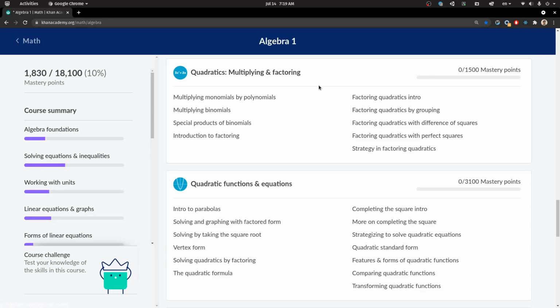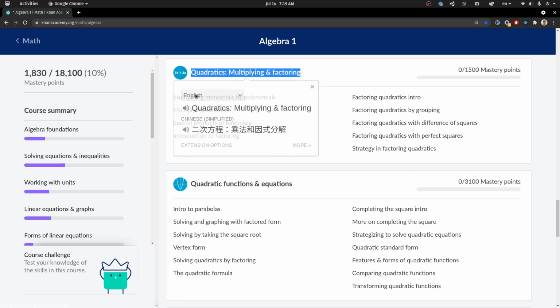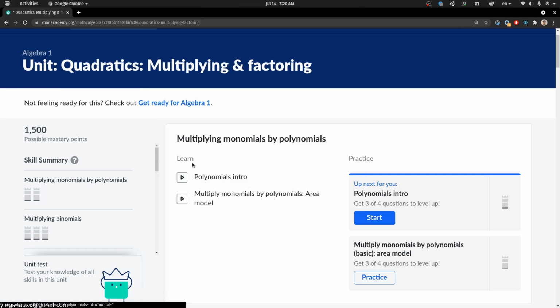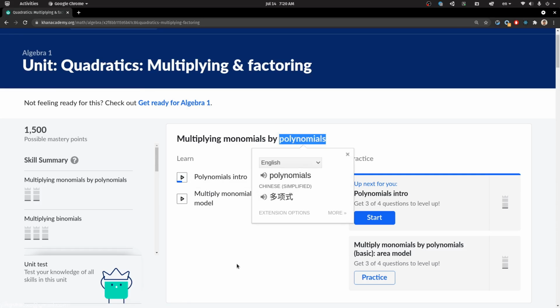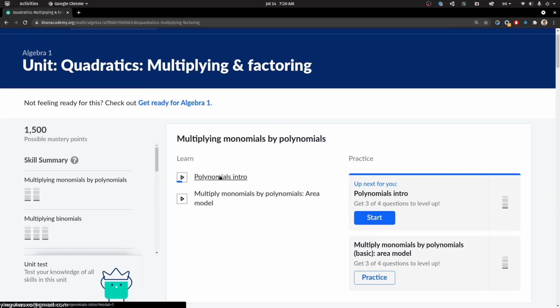Today we are going to continue to learn Algebra 1, and today's mission is all about quadratics, multiplying and factoring. Sorry, let me say first we've got this item called polynomials. Polynomials. All right, let's get into it.